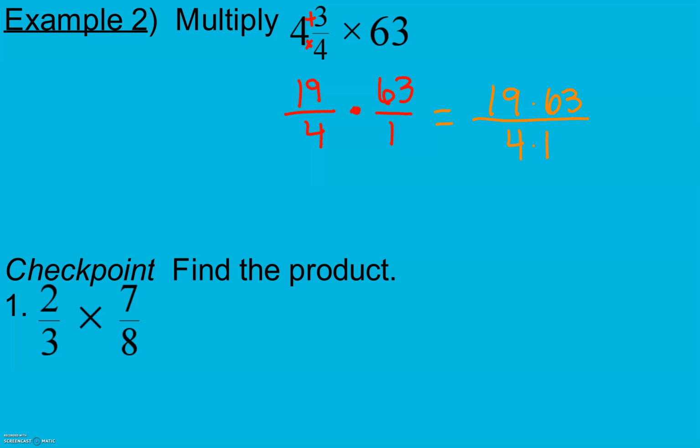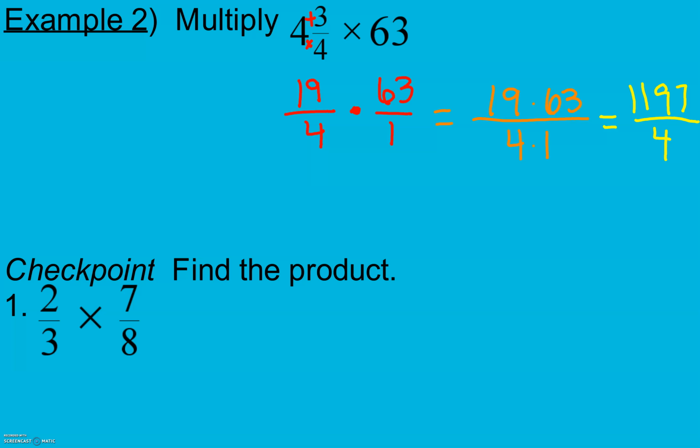If we want to try and reduce first here, we look: the 4 in my denominator is even, which means its only prime factor is 2. And in the numerator, both of those are odd, so there are no common factors to reduce out. So I'm going to go ahead and multiply straight across first. When I do that, in my numerator I'm going to get 1,197, and in my denominator I'm going to get 4.